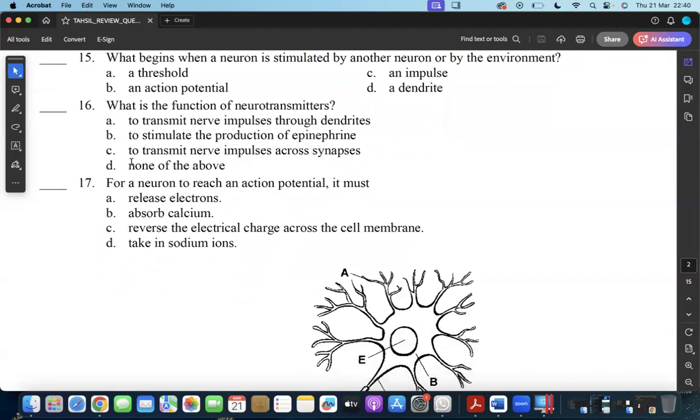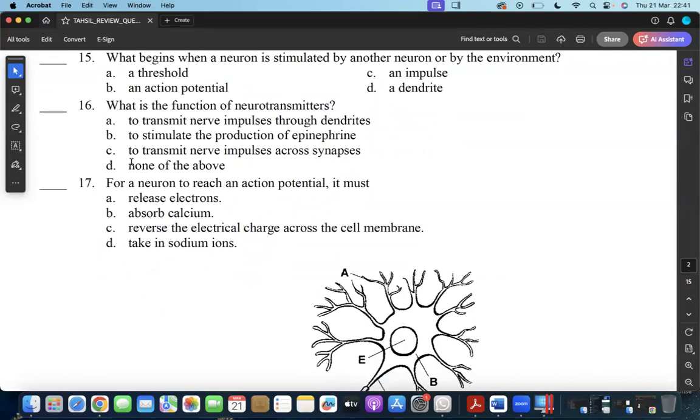So question number 16 says, what is a function of neurotransmitter? A neurotransmitter is the one that actually transmits impulses across the synapses. So it moves a nerve impulse from one synapse to another synapse. So this is what a neurotransmitter does.